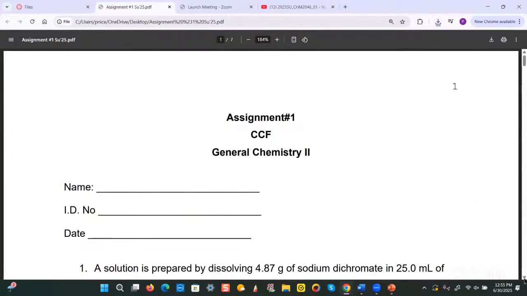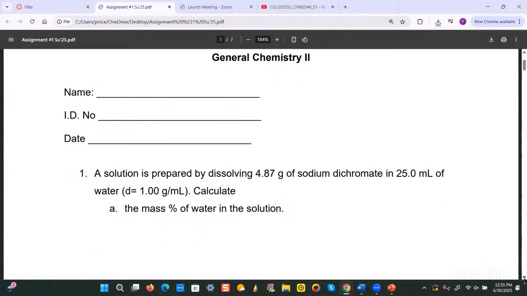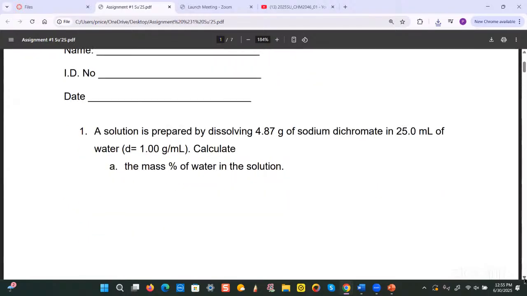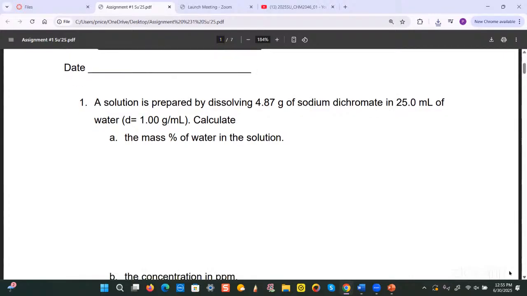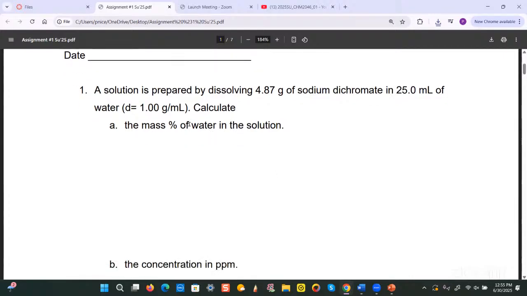Okay, so the first question is saying a solution is prepared by dissolving 4.87 grams of sodium dichromate in 25 mL of water, and it gives you the density of water. So the first question is, what is the mass percent of water? So it's asking for the mass percent of water in the solution.